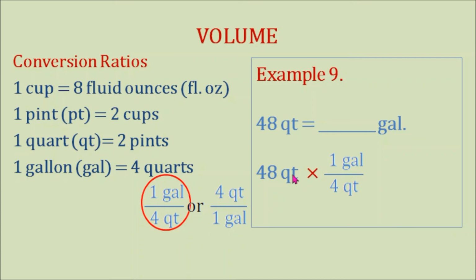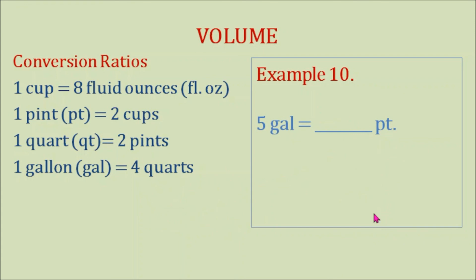Now this QT cancels out. So that means 48 times 1 gallon over 4, that's 12 gallons. So 48 quarts equals 12 gallons. Example number 10. 5 gallons equals how many pints? We're going to copy down the unit that we are going to convert, and that's 5 gallons. Then multiply it by a conversion ratio.